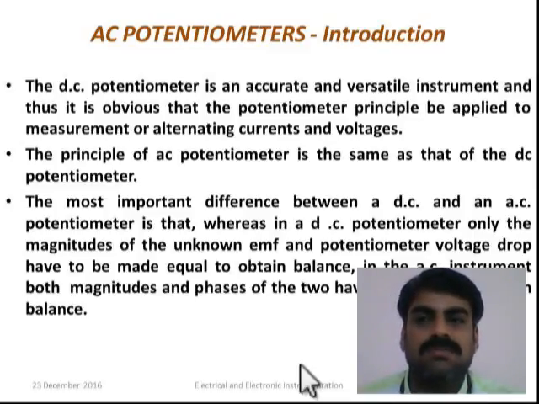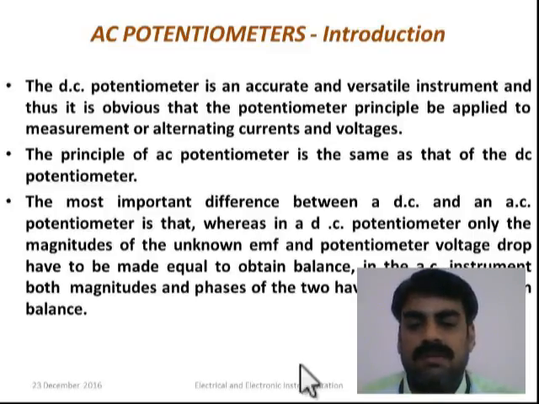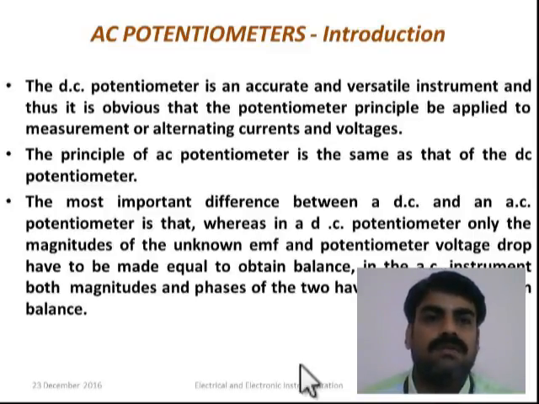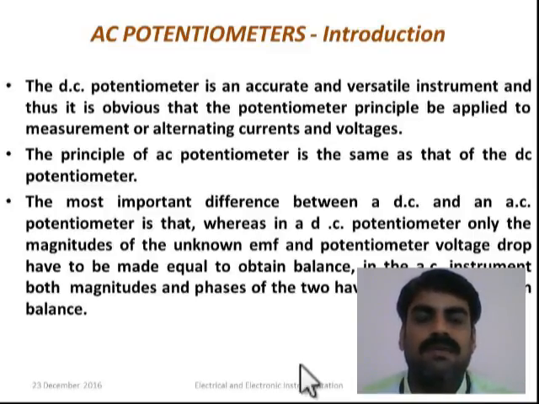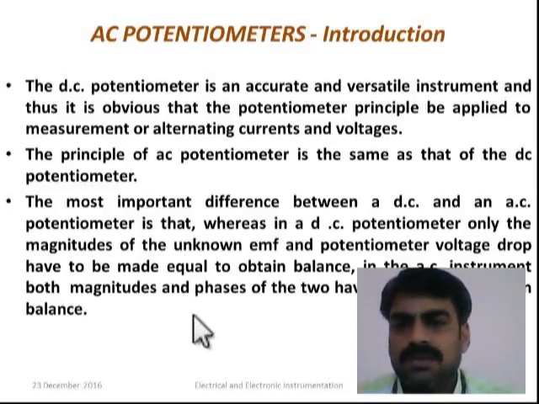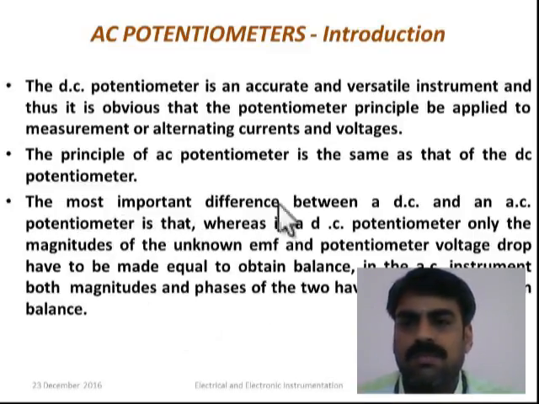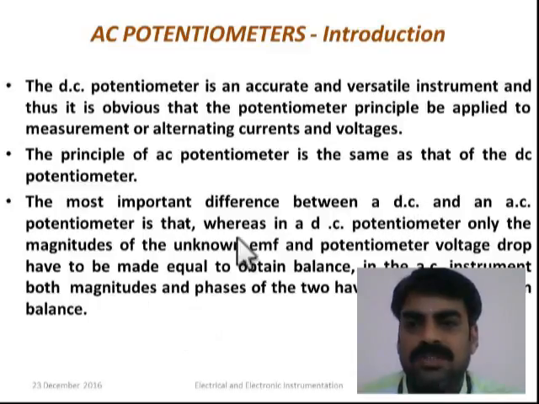What is a transfer type instrument? A transfer instrument means the instrument can be used for both AC as well as DC. Whatever reading we get under a DC source, the same value can be obtained even when we are measuring under an AC source.